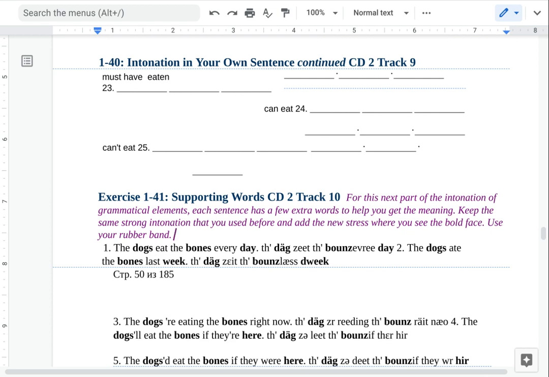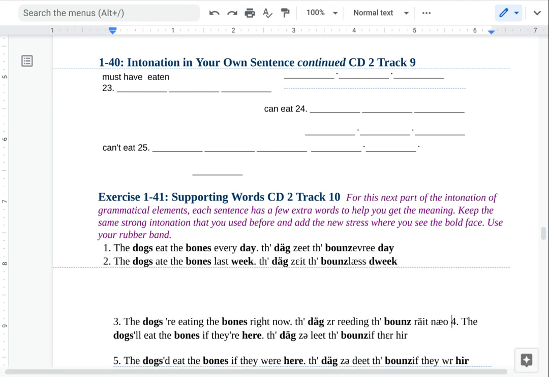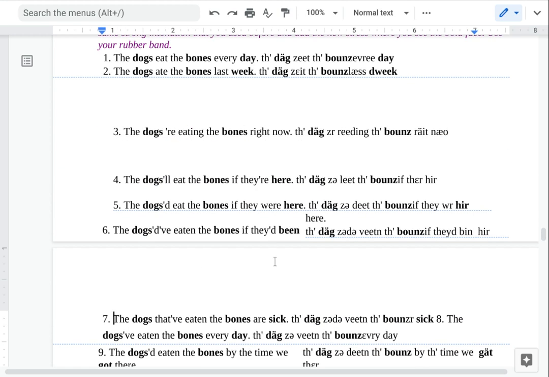2. The dogs ate the bones last week. 3. The dogs are eating the bones right now. 4. The dogs will eat the bones if they're here. 5. The dogs would eat the bones if they were here. 6. The dogs would have eaten the bones if they'd been here.